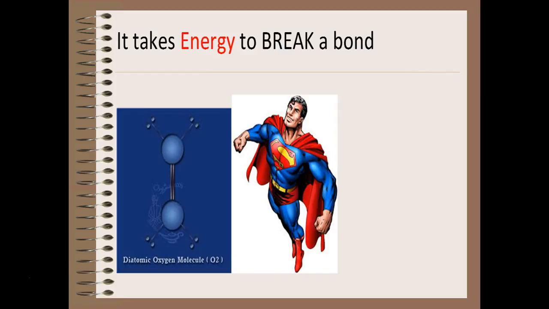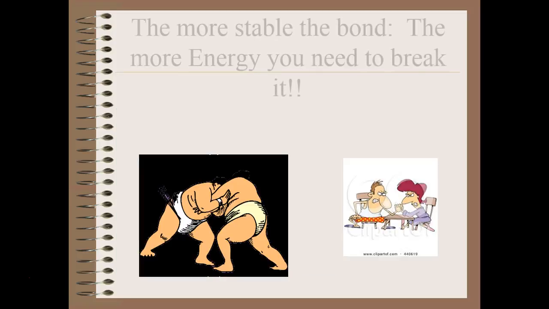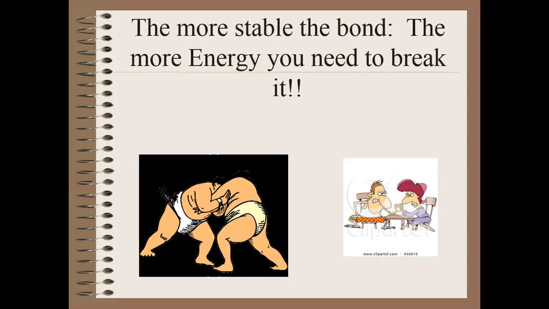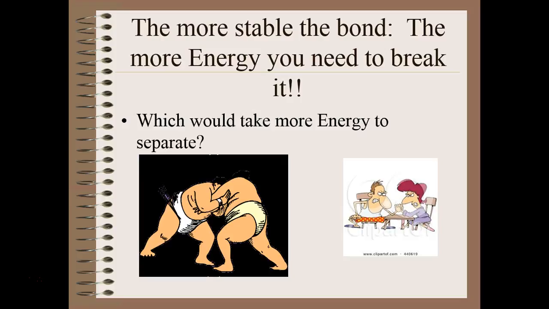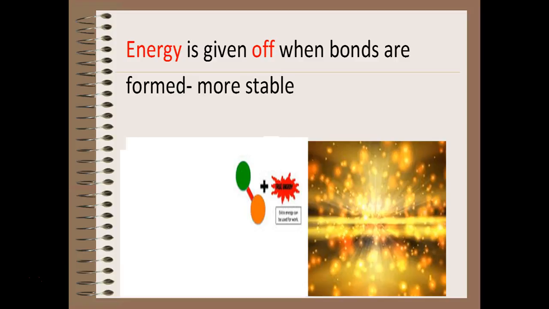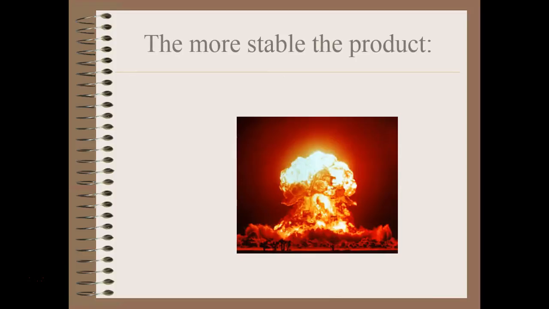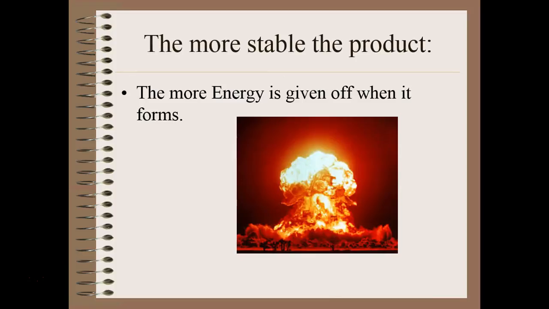One more thing about energy in chemical reactions. It takes energy to break bonds. The more stable the bond is, the more energy you need to break it. So if we think about these two pictures here, you've got something that's very stable and is going to require a lot of energy, and then you've got something that's somewhat unstable and is not going to require a lot of energy to separate. Also, energy is given off when bonds are formed, becoming more stable. The more stable the product, the more energy is given off when it forms.